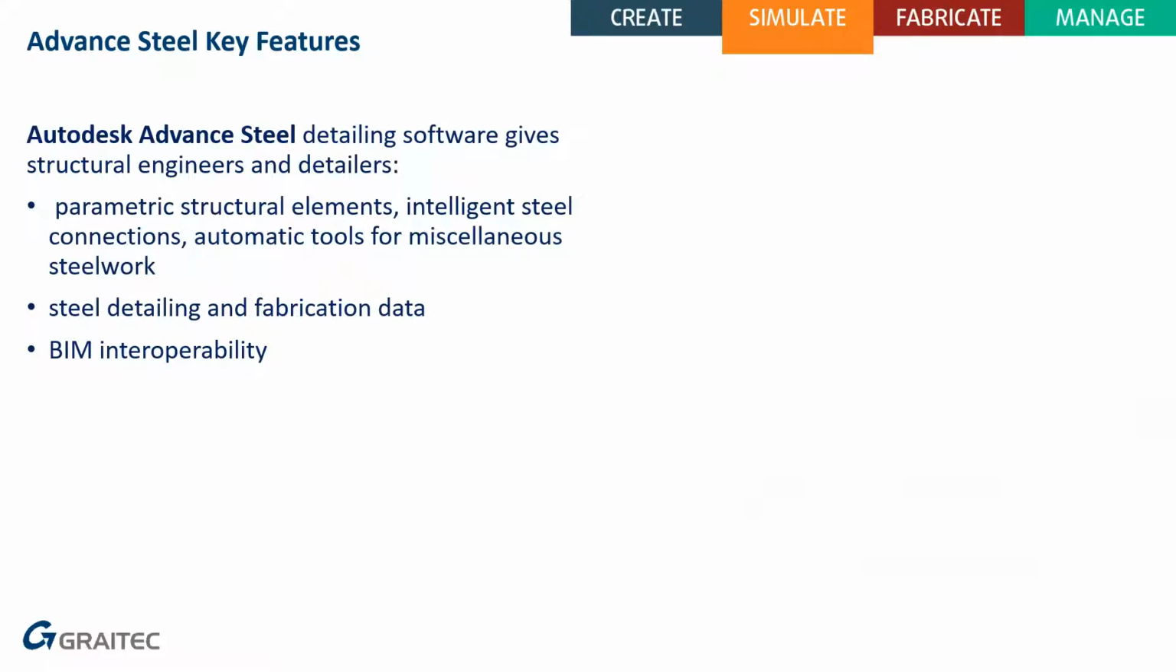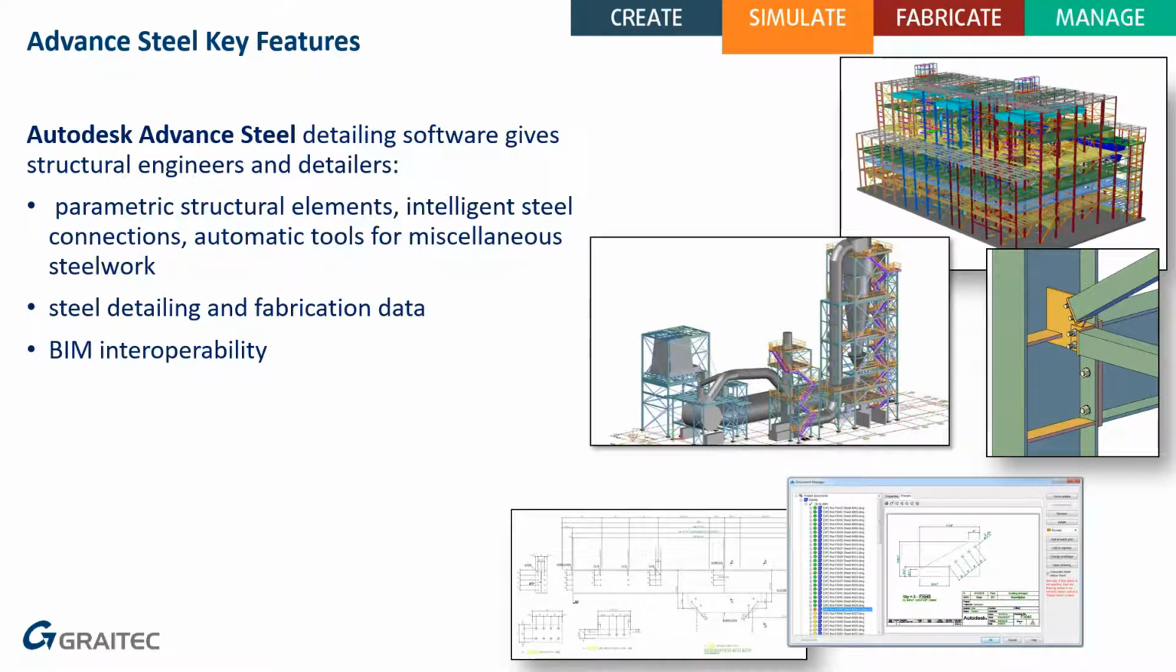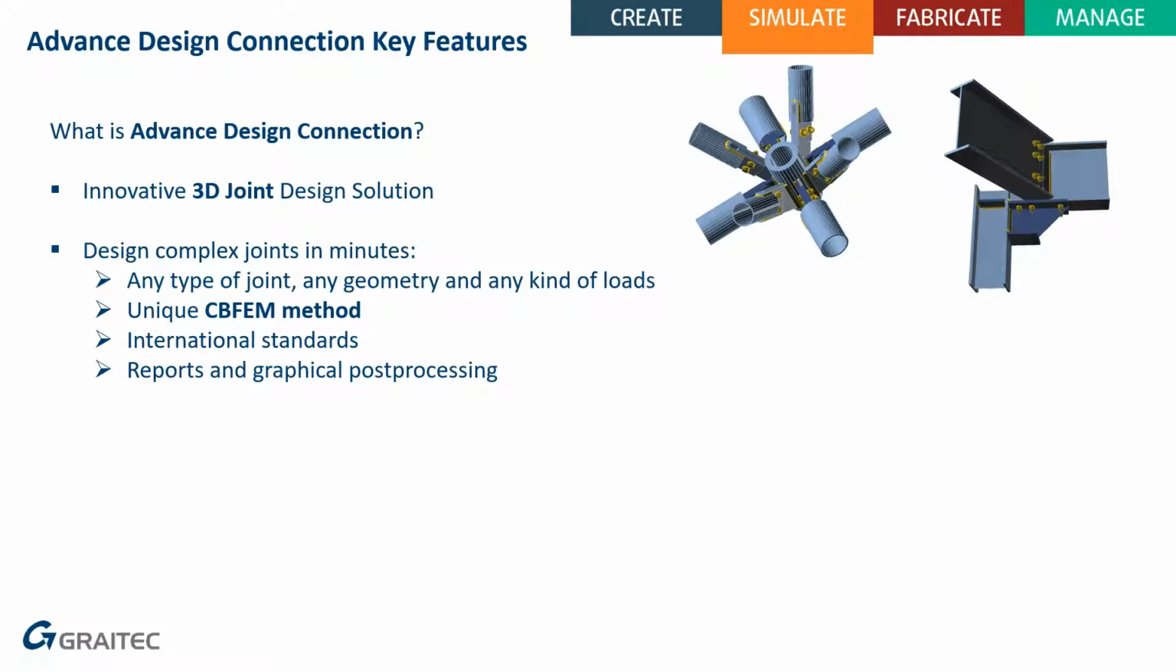Autodesk Advanced Steel is detailing software that gives structural engineers and detailers parametric elements, intelligent connections, and automatic tools for steelwork. Moreover, it gives steel detailing, a solution for fabrication data, and BIM interoperability. What is Advanced Design Connection? The program is an innovative 3D joint design solution. In Advanced Design Connection, you can design joints with complex geometry and any kind of loads.